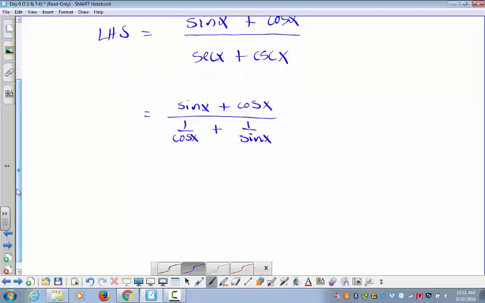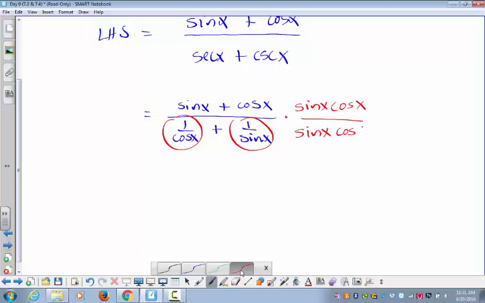Okay, so we've got those two little fractions down there. If we want to clear those little fractions out, what is the least common denominator in the denominator? For those two little fractions, we've got that fraction and that fraction. What's the least common denominator? Sine x times cosine x, right? Because they're relatively prime. So what we can do is multiply top and bottom by that LCD. We multiply by the LCD of the denominator, and we end up with the following.